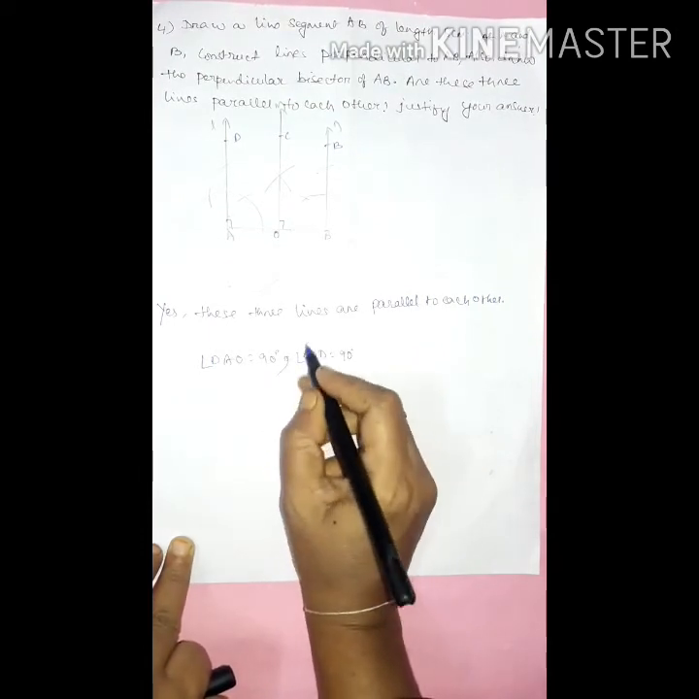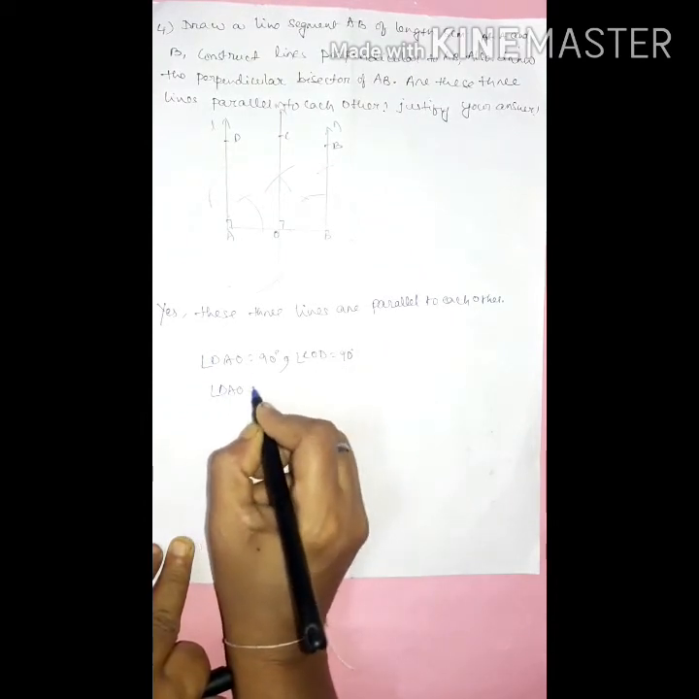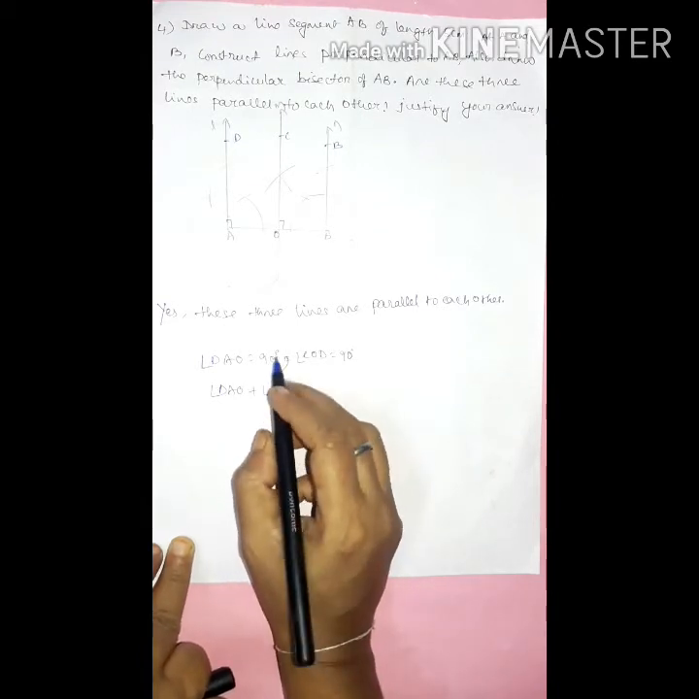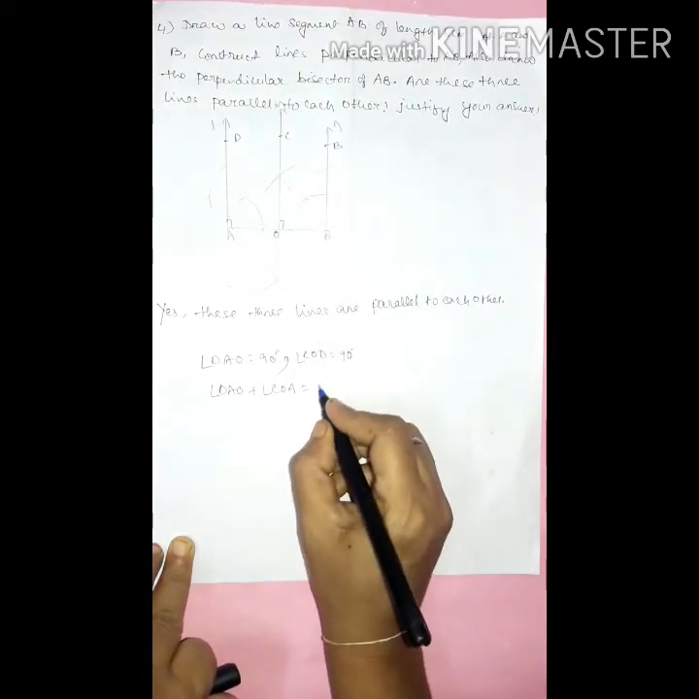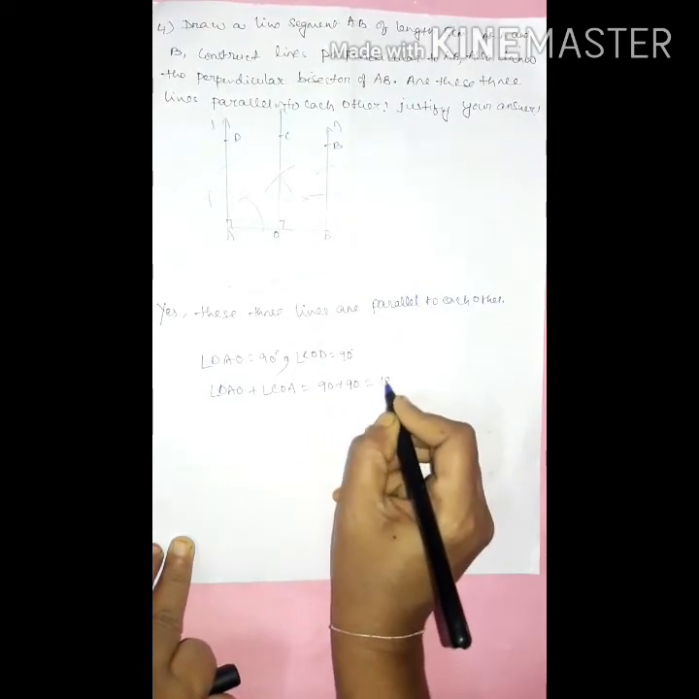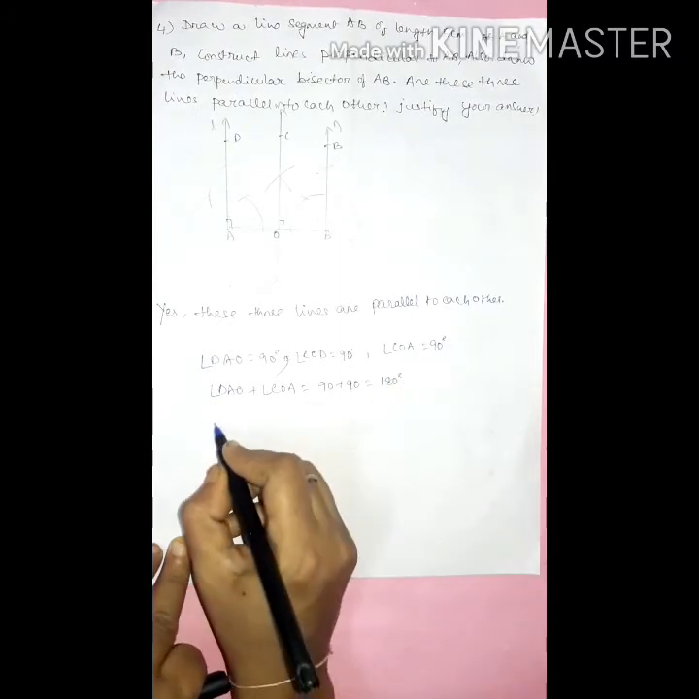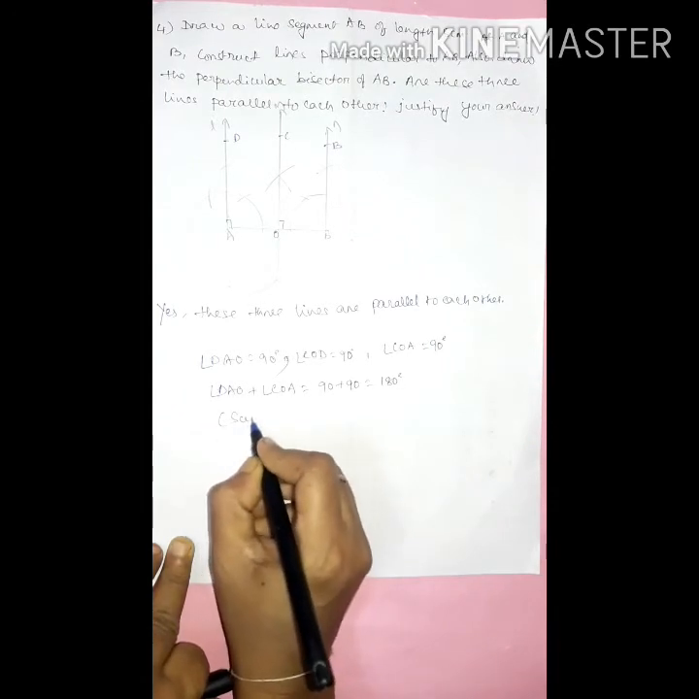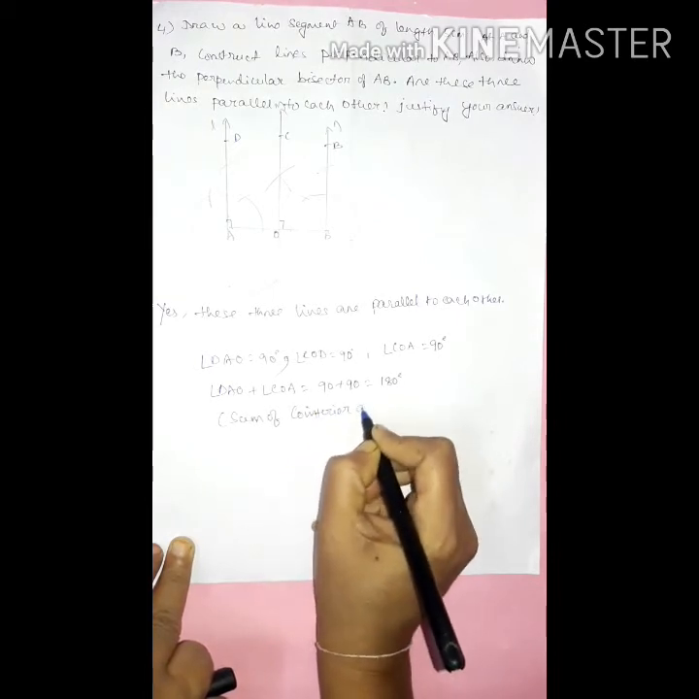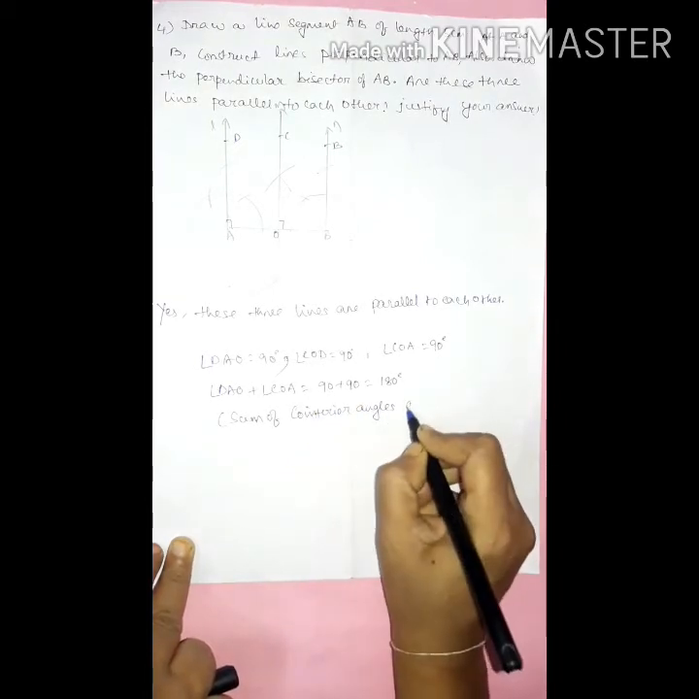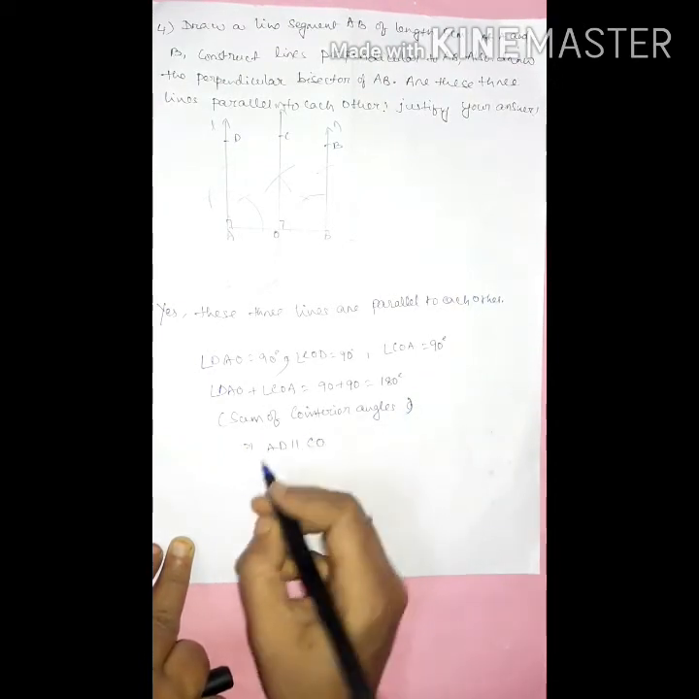Angle DAO is equal to 90 degree, angle COA is also 90 degree because it is a perpendicular bisector. 90 plus 90 is 180 degree. Sum of co-interior angles is 180 degree. This implies AD is parallel to CO.